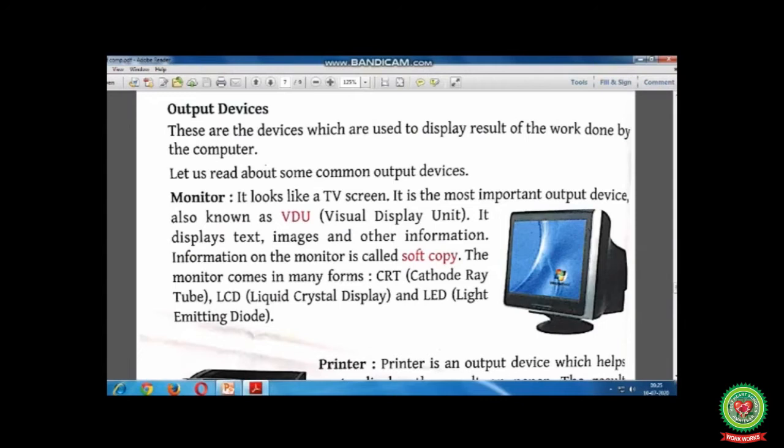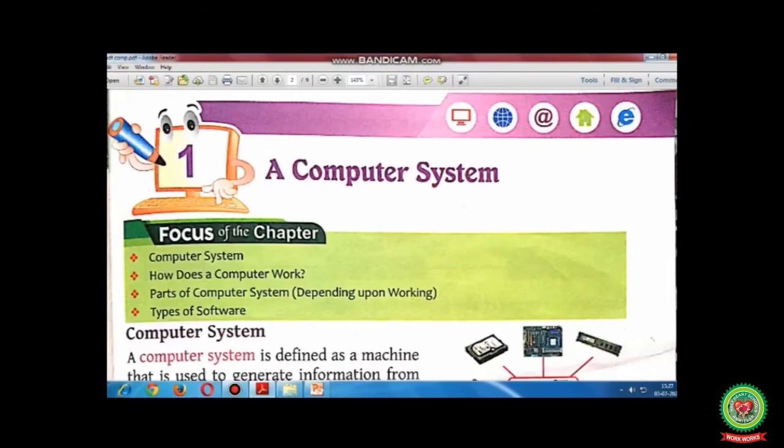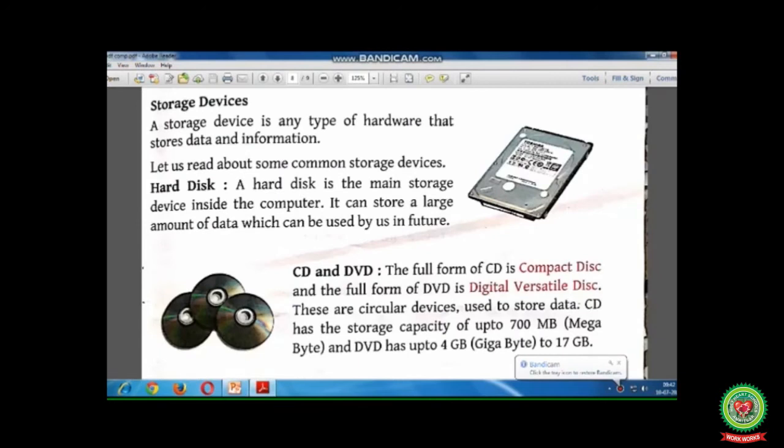In the previous session, we discussed the topic output devices. Hope you all have understood the topic. Today, we will continue the same lesson, that is lesson number 1, a computer system. The objective of the day is to discuss some common storage devices on page number 11.